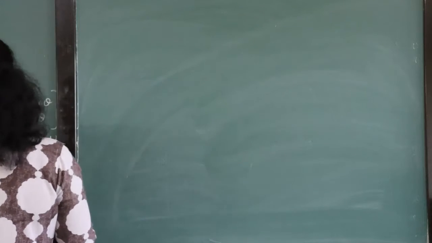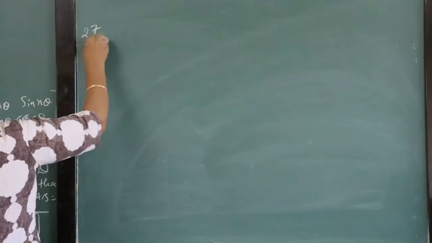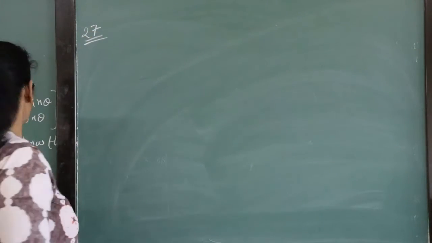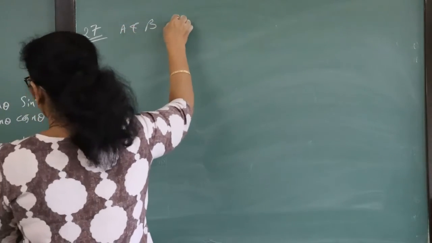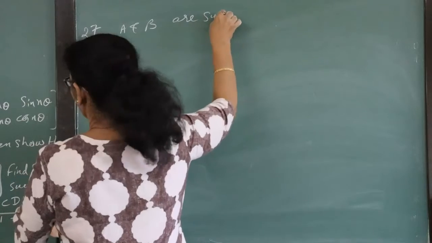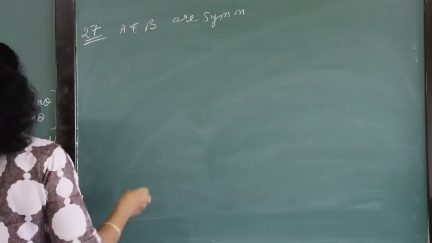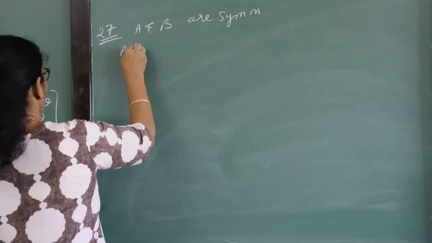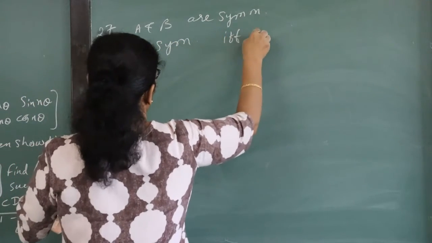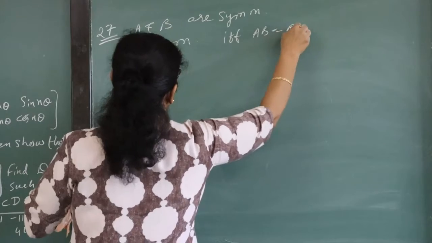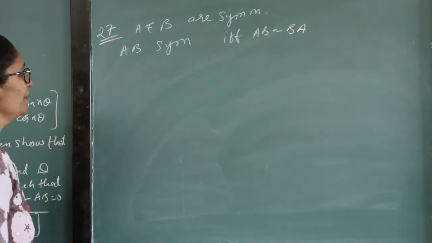Now your 27th question. 27 is: A and B are symmetric matrices of the same order, then AB is also symmetric if and only if AB equals BA. First of all, A and B are symmetric.